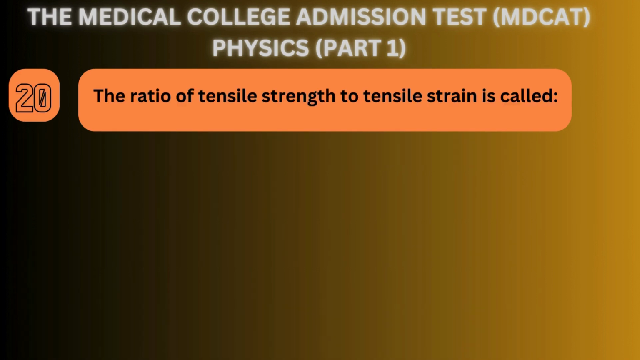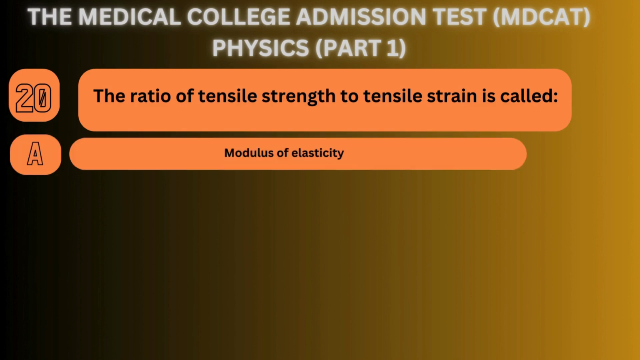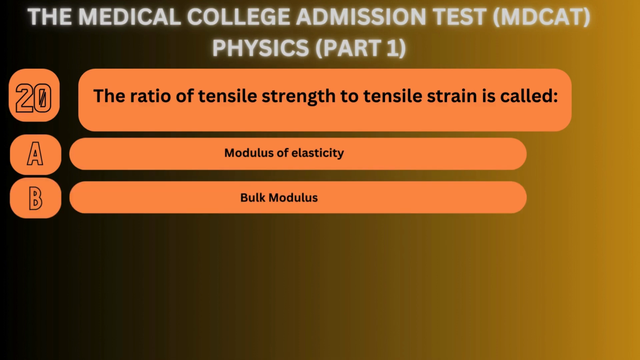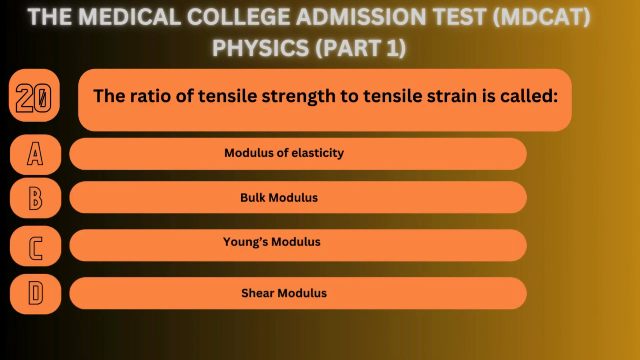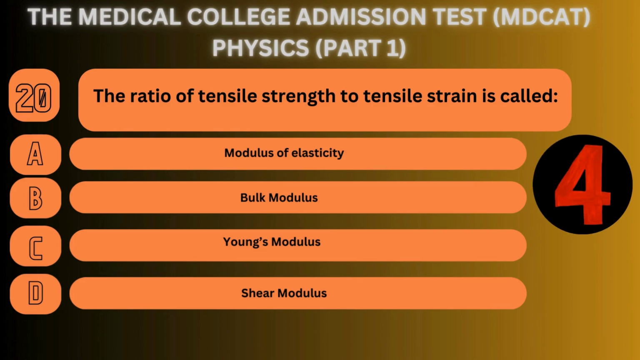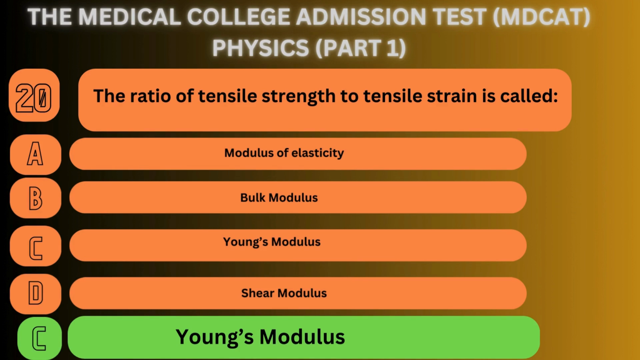Question number 20. The ratio of tensile stress to tensile strain is called, option A, modulus of elasticity. Option B, bulk modulus. Option C, Young's modulus. Option D, shear modulus. 5, 4, 3, 2, 1. Correct answer is C, Young's modulus.